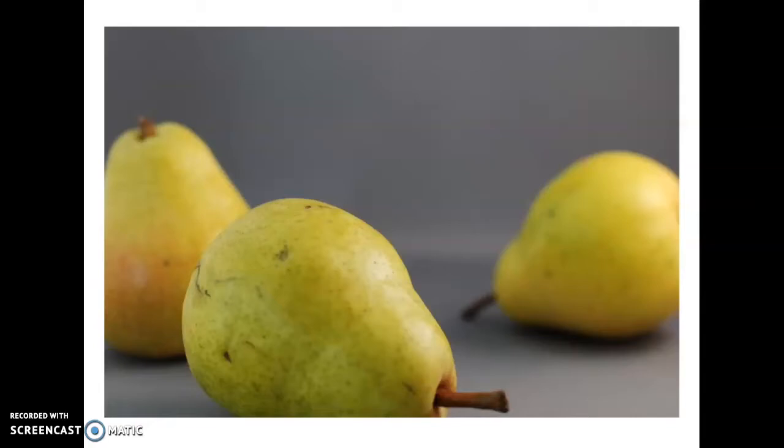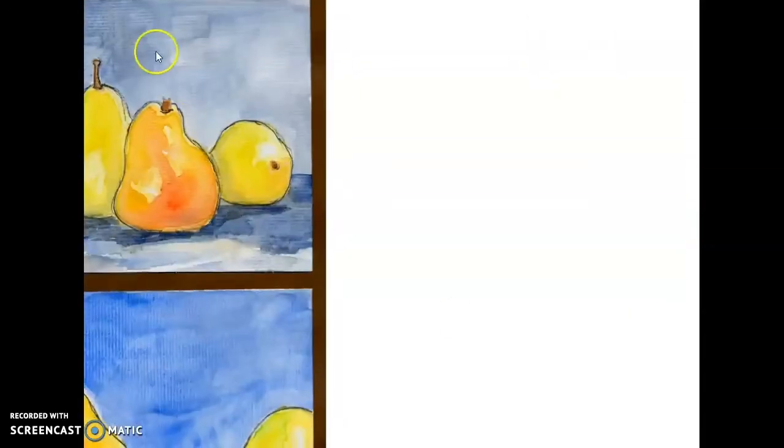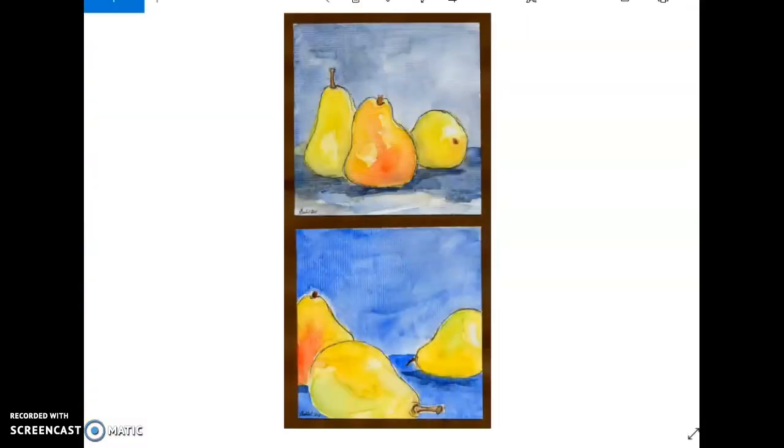So let's look at two together so that you can see it here. On the top, closed composition. The pears are trapped. On the bottom, open composition. The pears are escaping the confines of the border. We're going to focus on two of these compositions for your next project. I want you to try one of each.